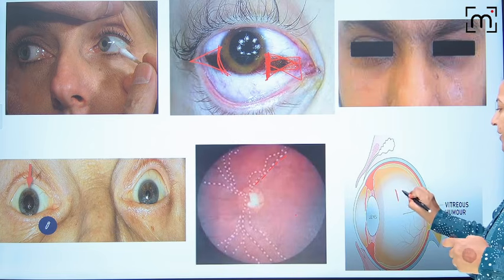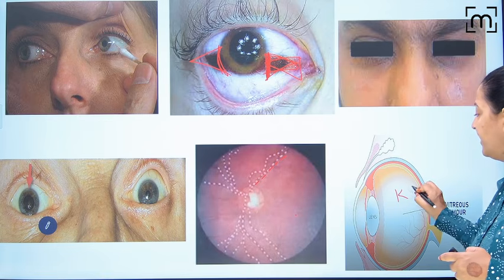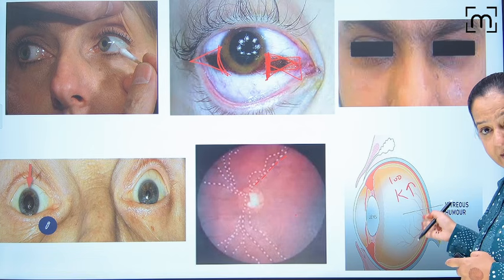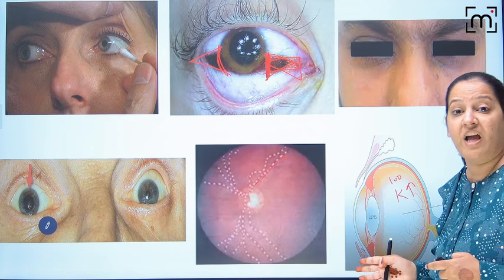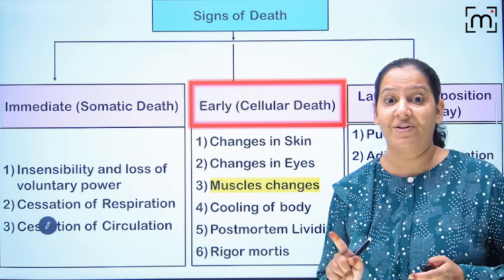And the vitreous humor. We aspirate the vitreous humor from the dead body and see the potassium level. Potassium level rises steadily up to 100 hours. So it helps us to estimate the time of death. So these are the 6 changes in the eye. I told you all of them yesterday in detail.